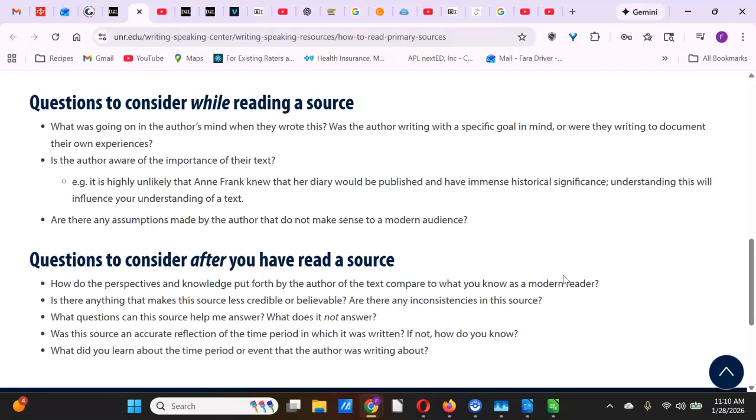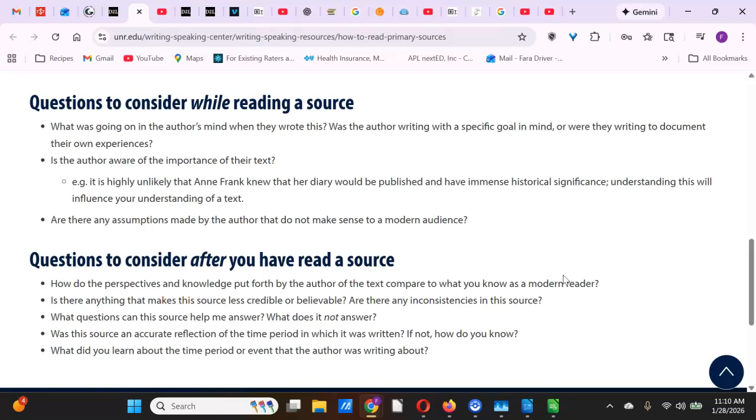For example, it's highly unlikely that Anne Frank knew that her diary would be published and have immense historical significance. Understanding this will influence your understanding of the text. Are they, again, basically writing it for themselves? Are they writing it to share with someone in particular? Who is the audience? How does that affect the information that's in it?